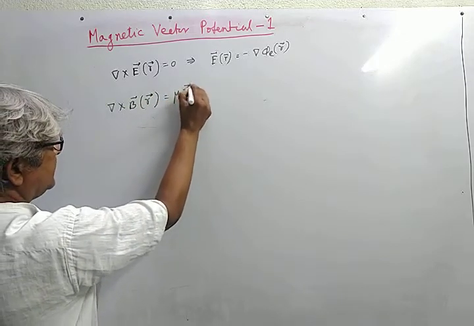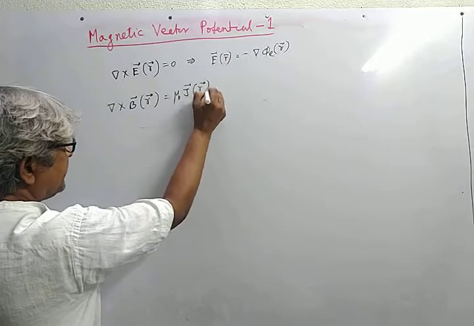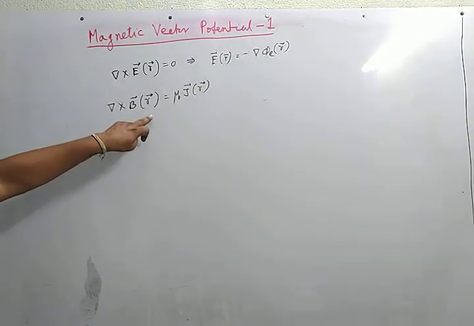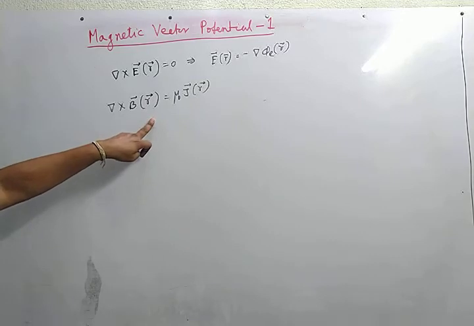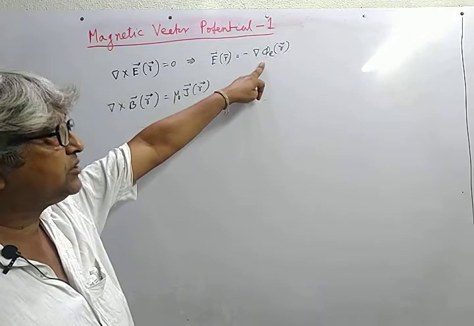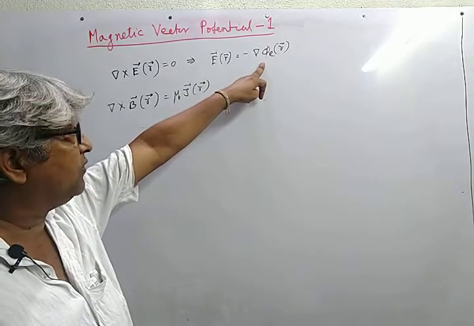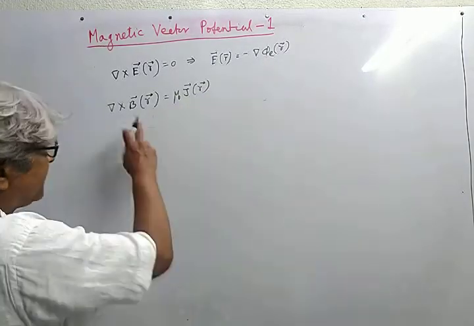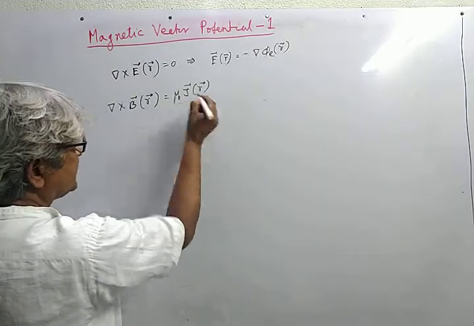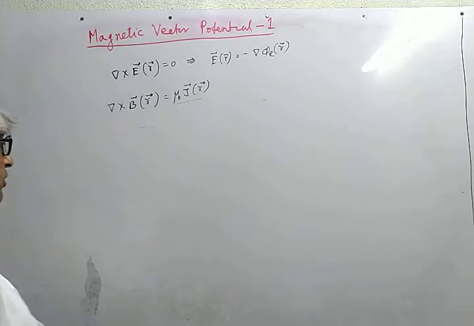But in the case of magnetostatics, the magnetostatic field is not always conservative. It is governed by Ampere's circuital law. So it is obvious that since it is not conservative, it in general cannot be derivable from a scalar potential. Magnetic field can be derived from a scalar potential only when J is zero. That topic will be taken up later on.